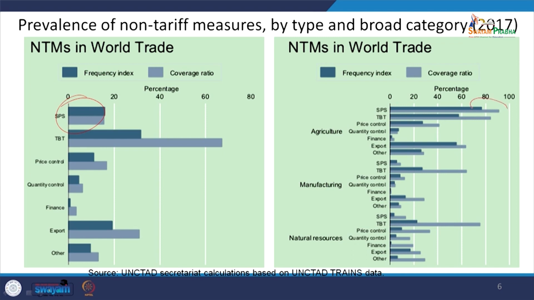Now, look at it, it is the highest. So far as the agriculture sector is concerned, the protection is even higher than that of the TBTs, but it is much lower in the manufacturing sector and in the natural resource component. Now, digging further into the explanation, we can understand even better.